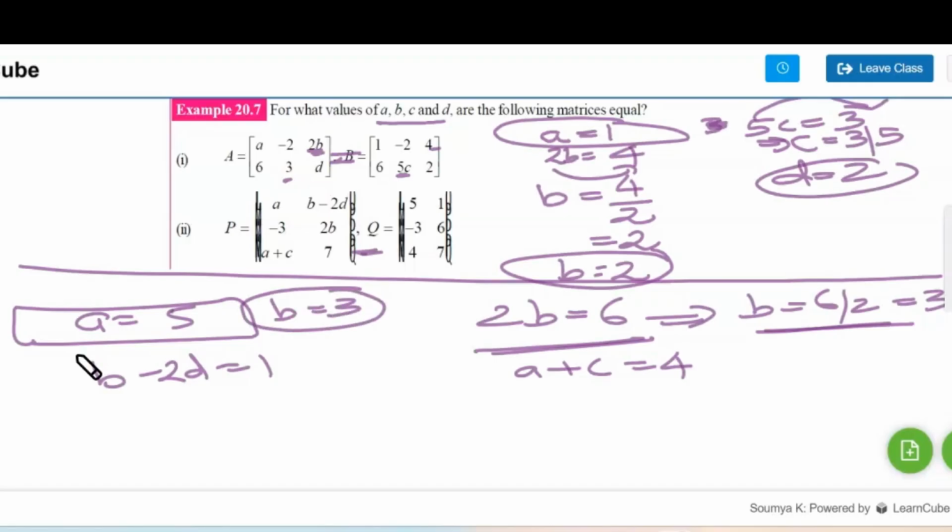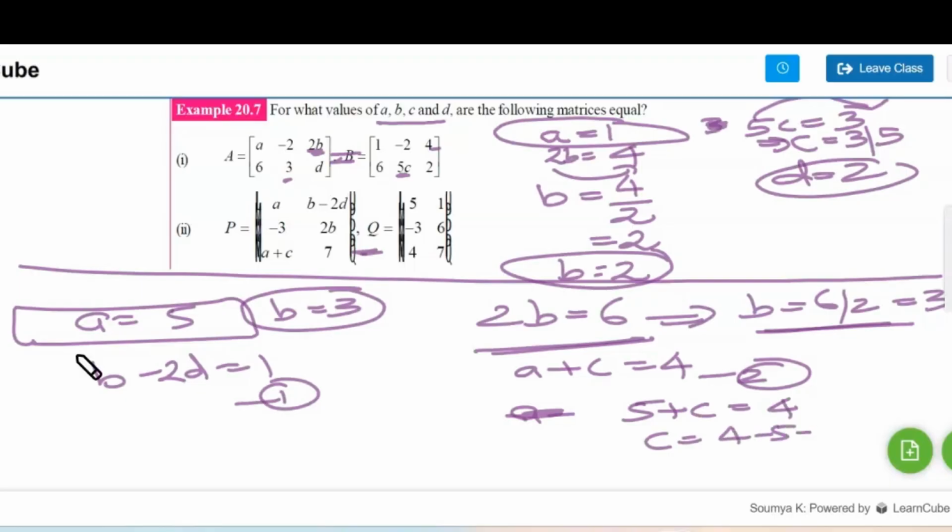Now you can name these equations. You can name this the first equation and this the second equation. For the second equation, substitute the value of a plus c. a is already 5. 5 plus c is equal to 4. c becomes 4 minus 5, that is equal to minus 1. So the value of c is minus 1. This is also clear to you. Now substitute this b in this first equation. You can find out the value of d.